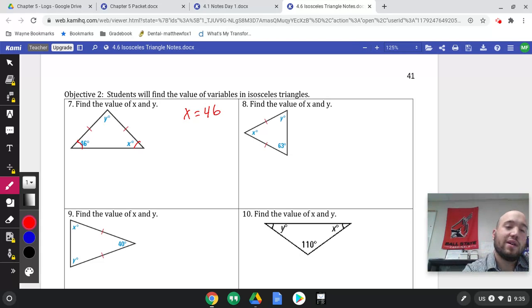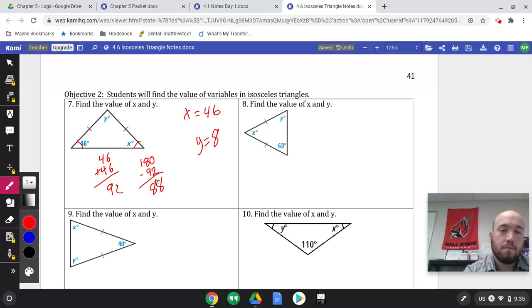At this point, I can just add those two angles together. And then I will take 180 minus that. And I'll get 88, and that is what y is going to be. Now be careful, it's not always the same which one you're finding first, x or y. We have to look based on where the marks are.